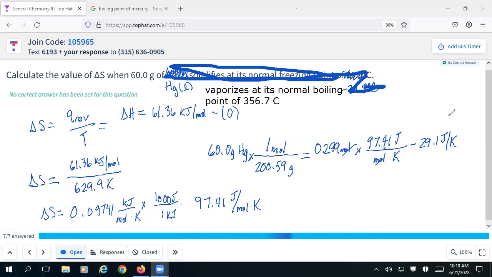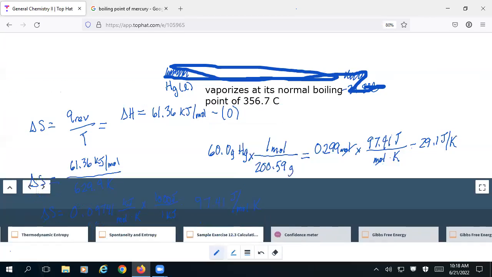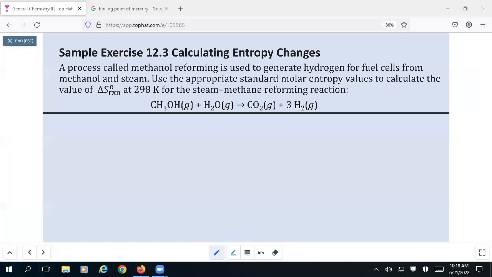All right, let's document that for posterity. And let's take a look at one more example. This one will go a lot easier because I didn't screw up nearly as badly. We're just going to use standard molar entropy values here. So here we've got a steam forming reaction where we're going to crack methanol with steam to create carbon dioxide and hydrogen. This is a common way that we actually get hydrogen for fuel cells.